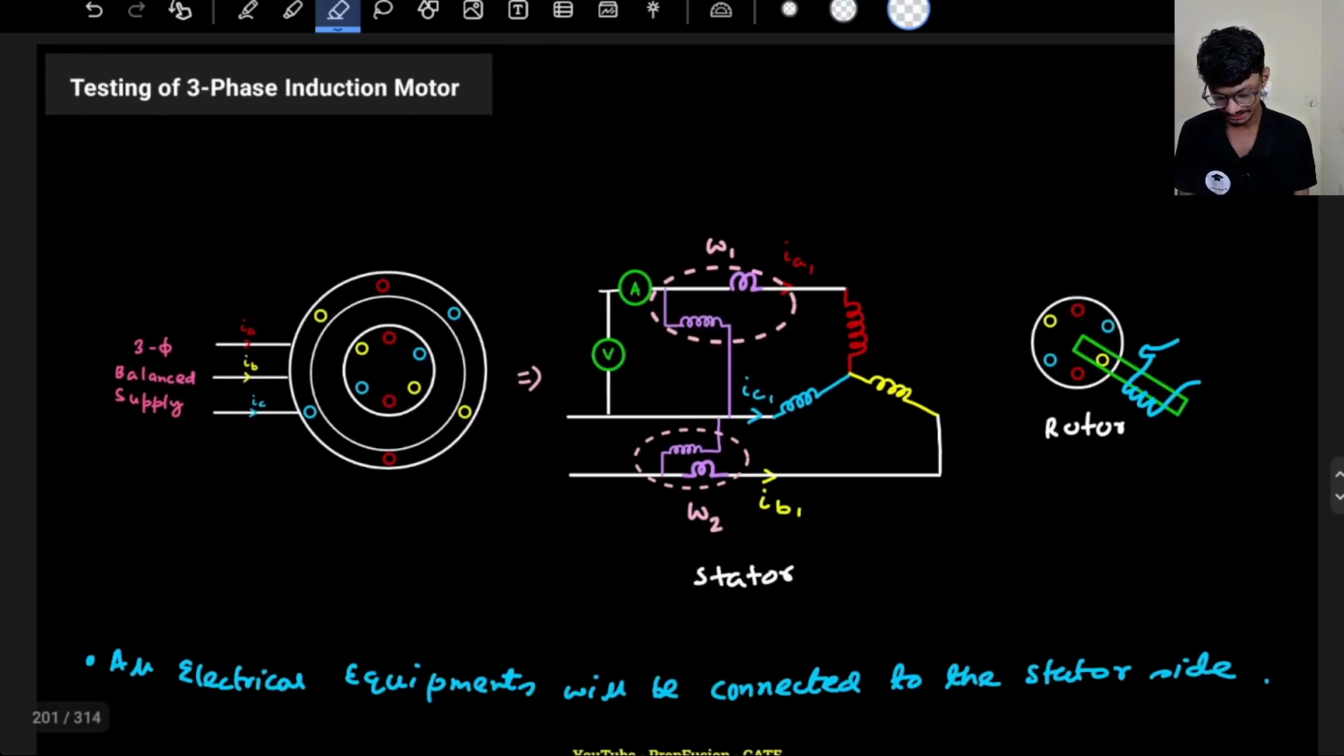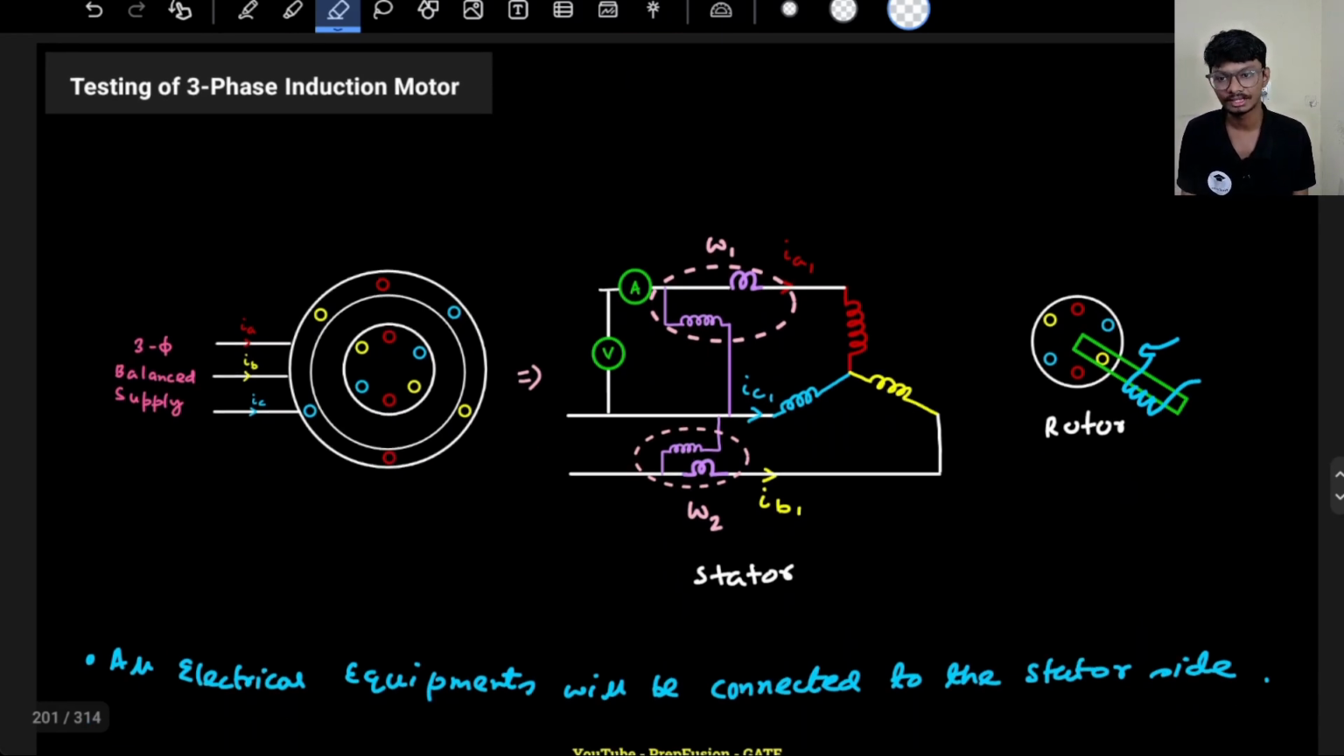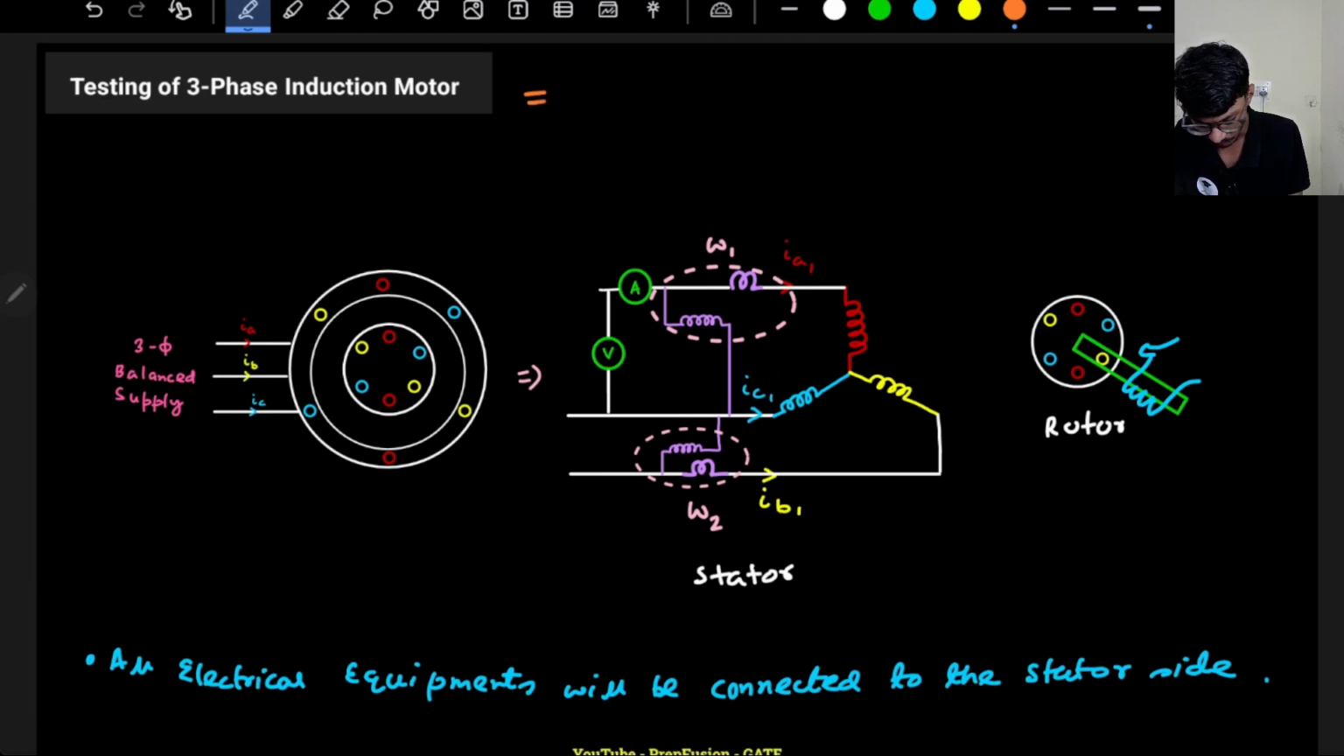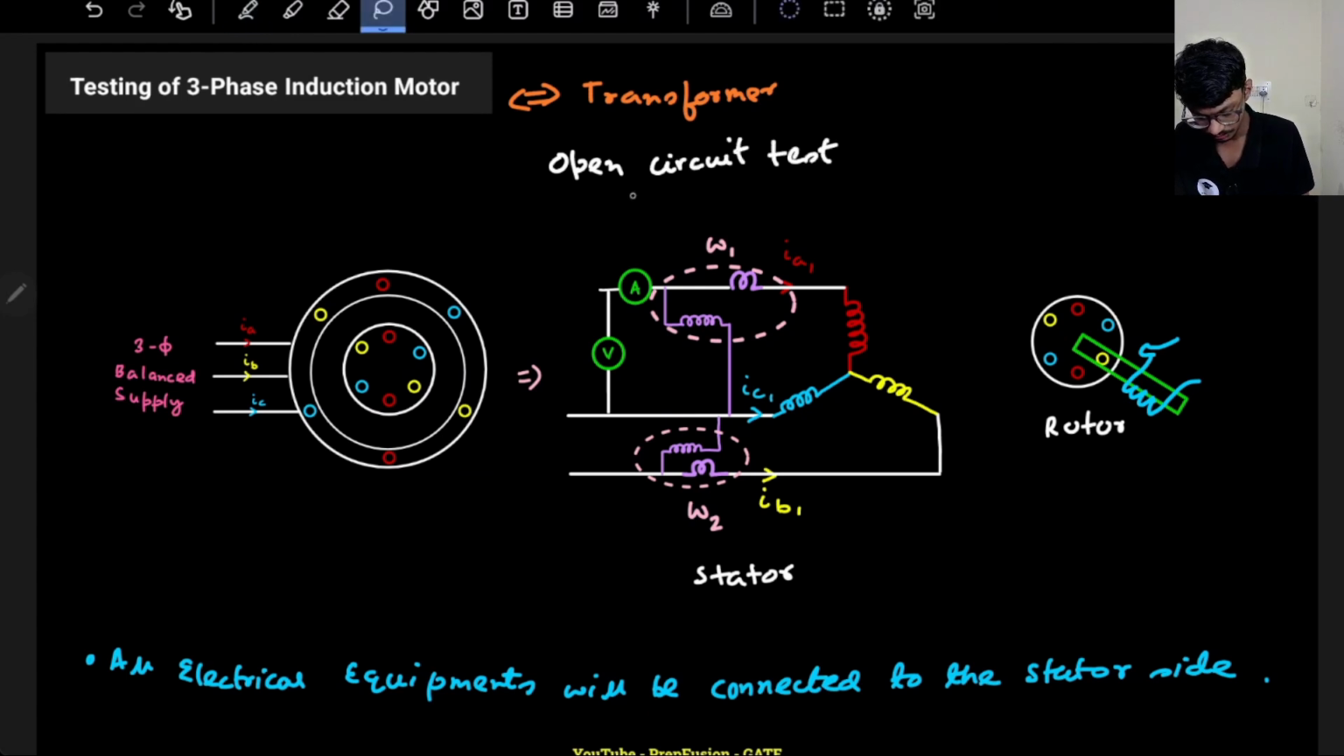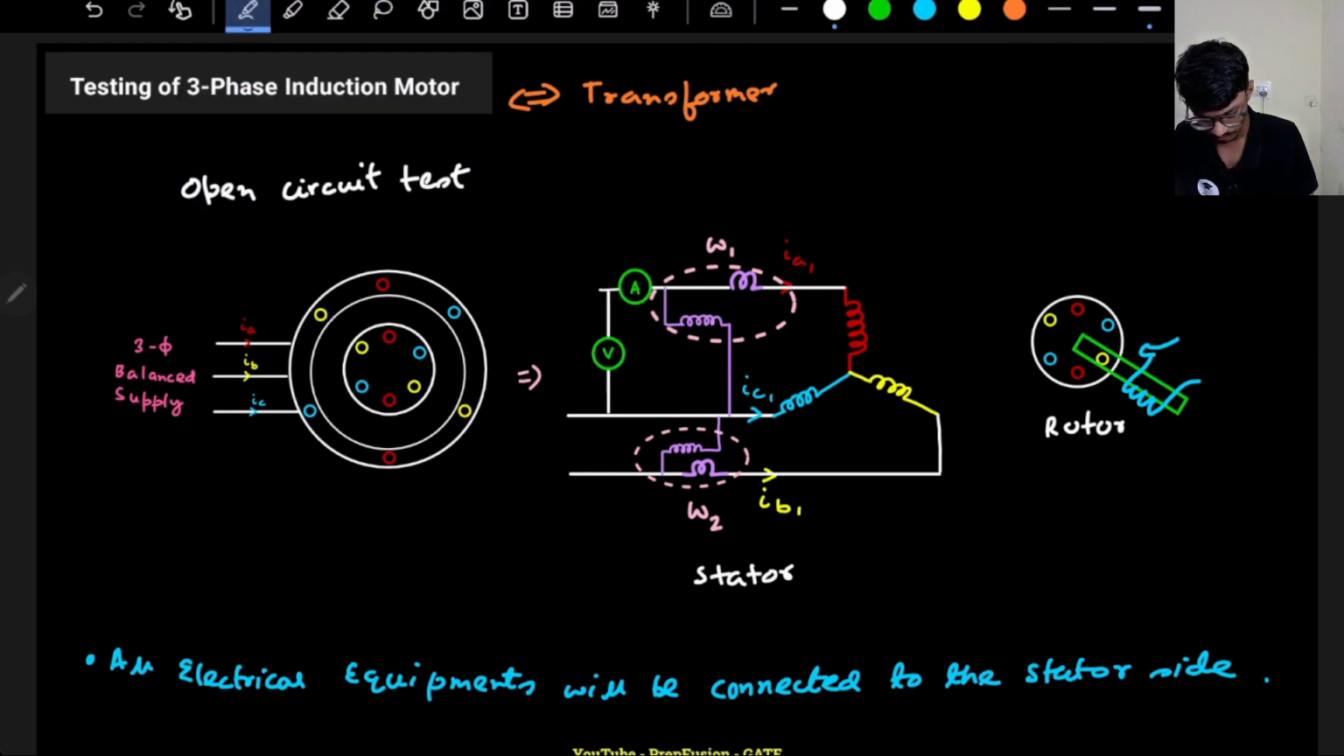So let's now discuss testing of three-phase transformers. So it is almost similar as, sorry, not transformer, testing of three-phase induction motor. It is almost similar as transformers. So the testing of induction motor and transformers go hand in hand. So if you remember, what kind of tests we had in transformers? We had an open circuit test, and we have a short circuit test.